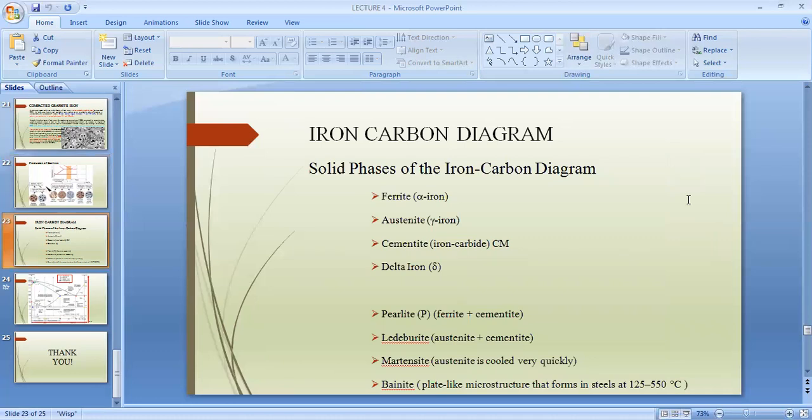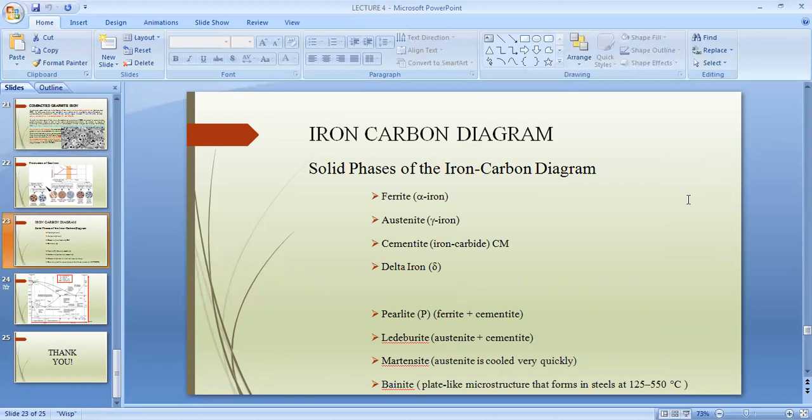So the iron carbon diagram has some solid phases of iron: ferrite, alpha iron, which I told you it starts with, then we have gamma iron, which is austenite, then cementite and delta iron. Also pearlite, which is a combination of ferrite and cementite. Then we have ledeburite, martensite, and bainite. Some are in rod form, some in plate form, and some as mixtures. The difference between them is the carbon content and the temperature.